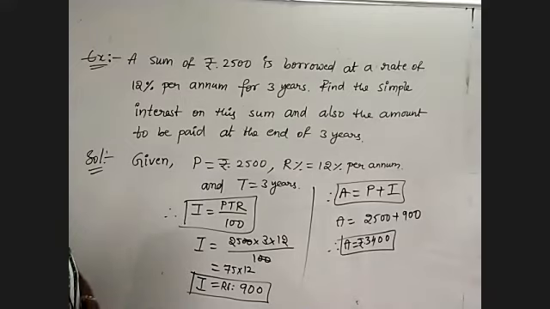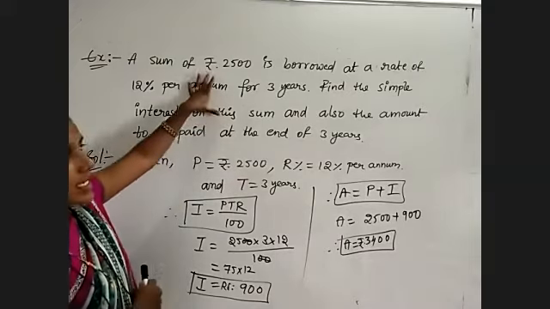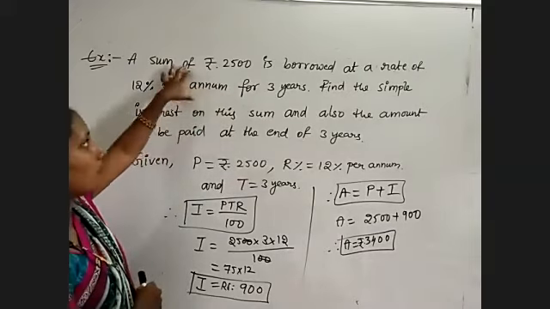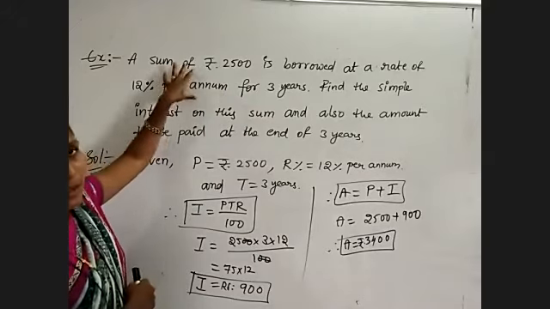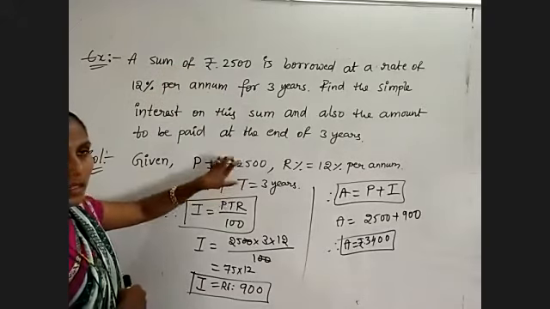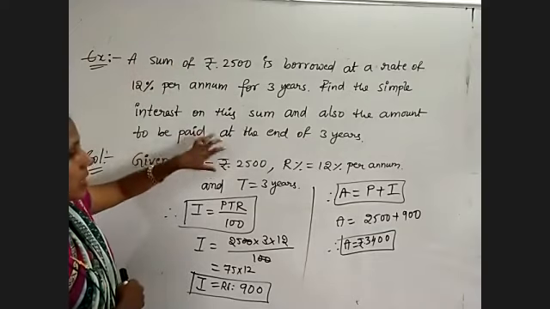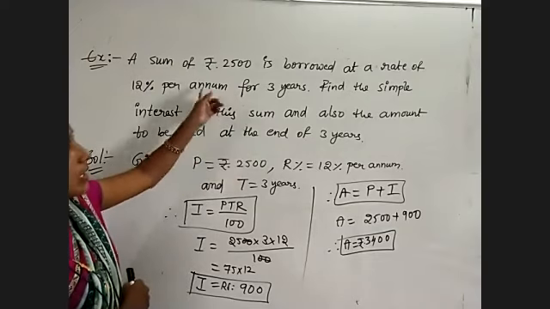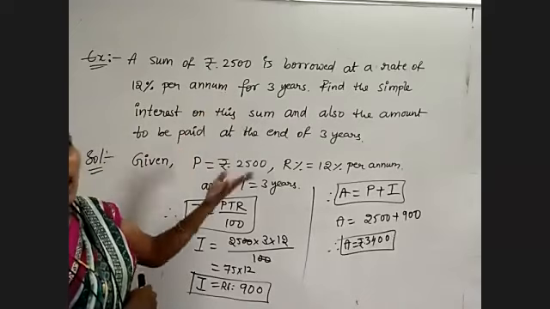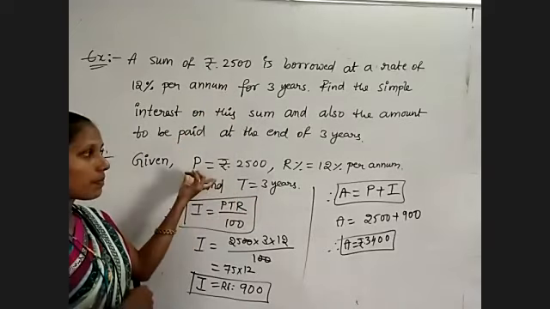So once again, we observe the question. Whenever you are getting the question compulsory, you will get statements wise only. So read the statement by statement and which values are given, write them. See, sum of the money means that is principal. So principal is equal to 2,500. That is borrowed amount now. So actually how much we are borrowing, that is principal.